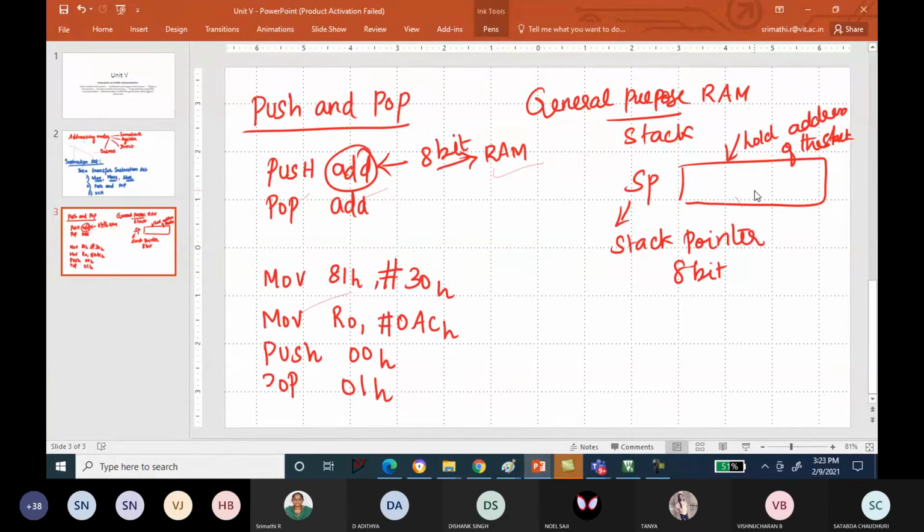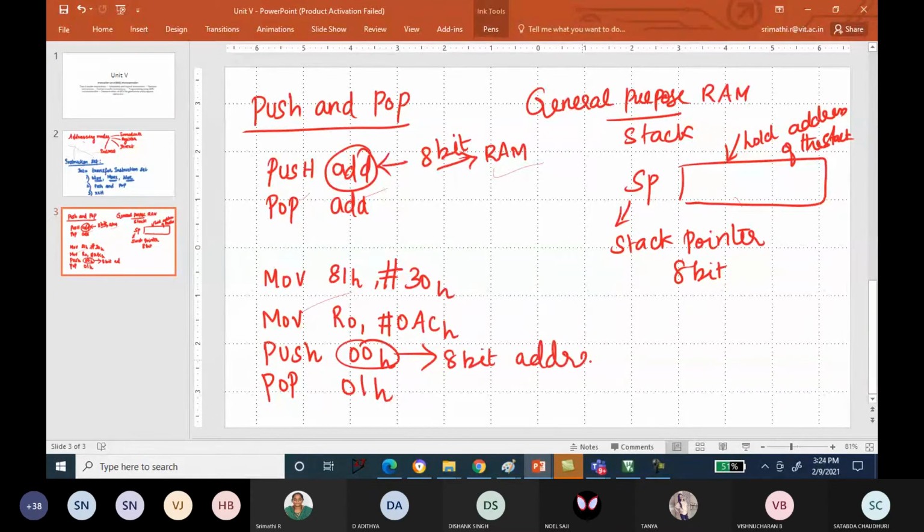So we will discuss this with a small example. You have the instructions MOV 81H, #30H; MOV R0, #0ACH; PUSH 00H; and POP 01H. And this is an 8-bit address because this is going to point to the internal RAM, and we know that internal RAM will be addressed by 8 bits.